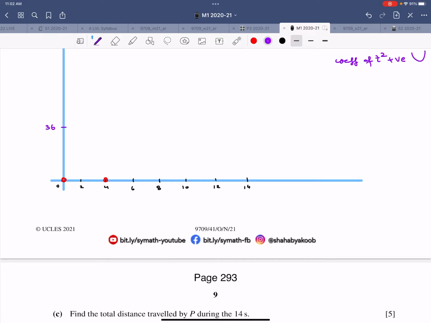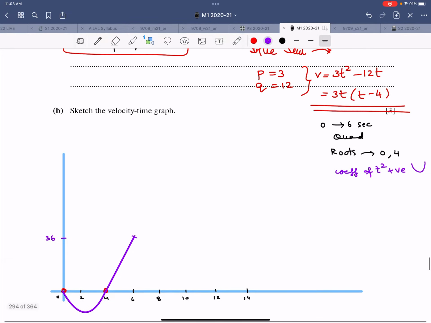And let me mark when 6 and 36, that is something to be marked. So this is how the graph would look like. Let me grab a purple marker, a thick one like this. It goes like this and like this. So that's how the quadratic graph is drawn.